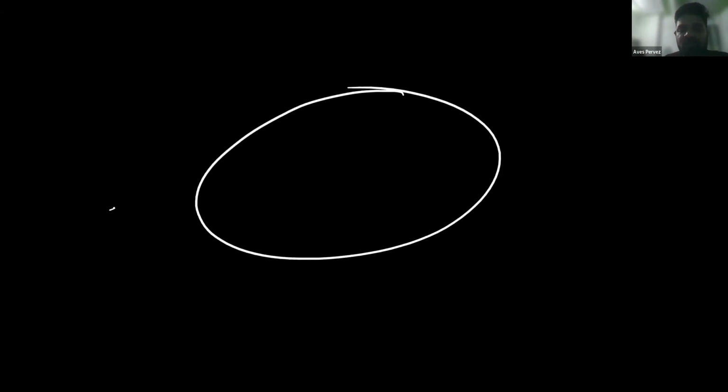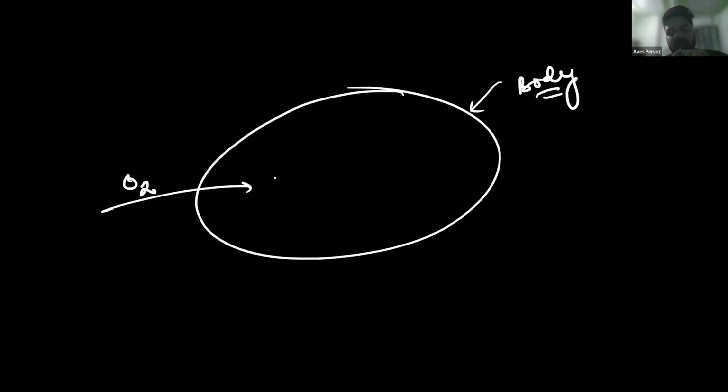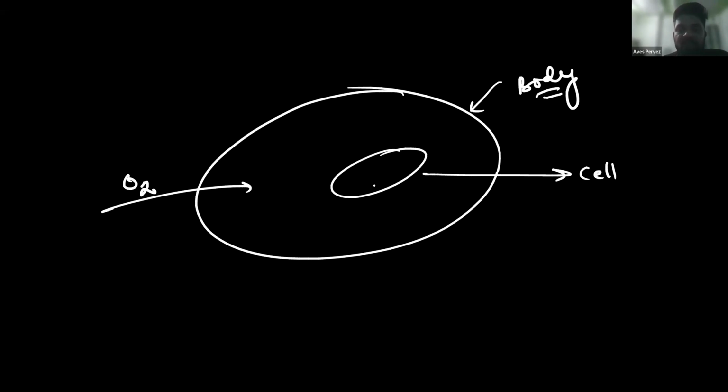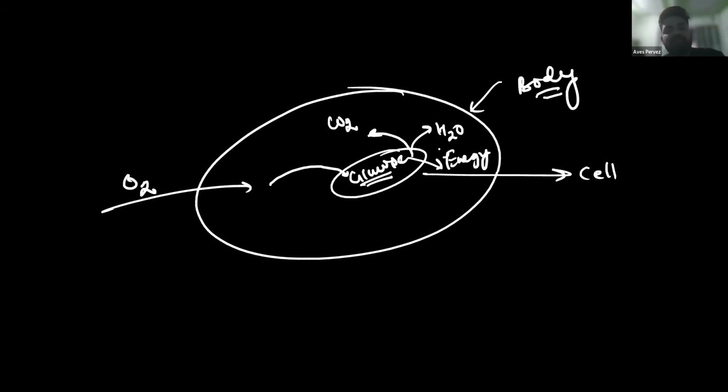Respiration is a total process in which we inhale the oxygen. This circle is the body. We inhale the oxygen, this oxygen gets mixed in the lungs, and from the lungs it diffuses into the blood, and from the blood it reaches the cell. This is a cell that is present inside the body, and inside the cell glucose is present. So this oxygen from the body reaches the cell, and when this glucose burns, it gives you carbon dioxide, water, and energy. You understood?